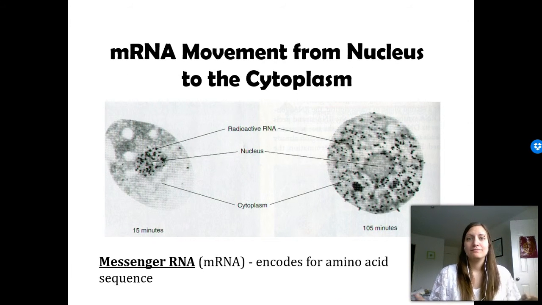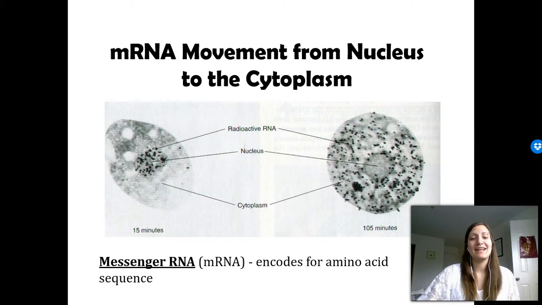So mRNA needs to move, at least in eukaryotes. In prokaryotes, both processes happen in the cytoplasm. But in eukaryotes, it doesn't happen that way. Transcription was in the nucleus, which is where the DNA is, and then it's going to move from the nucleus to the cytoplasm. So it's a very key difference between prokaryotes and eukaryotes.